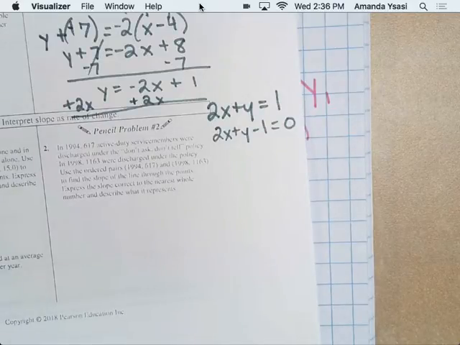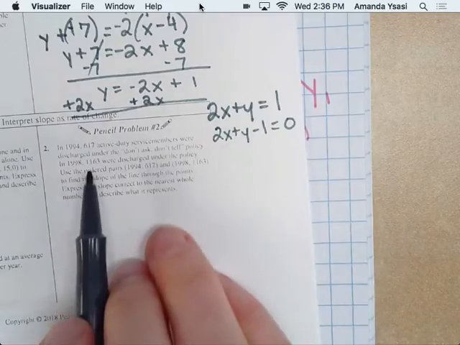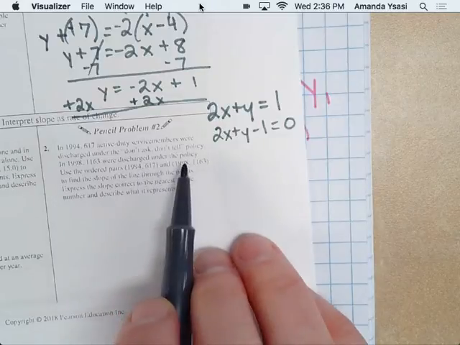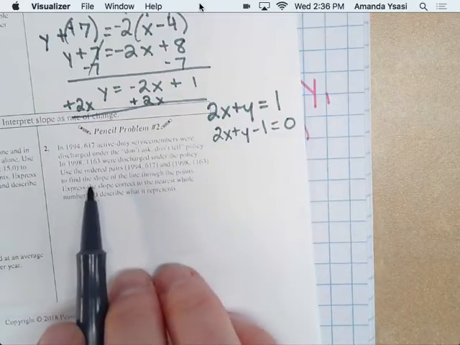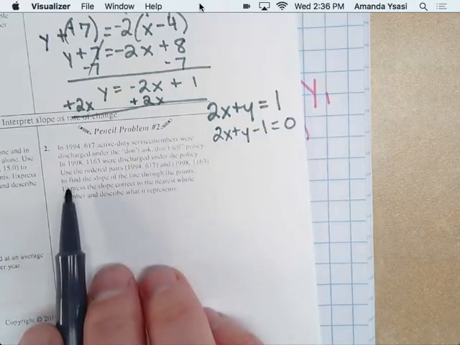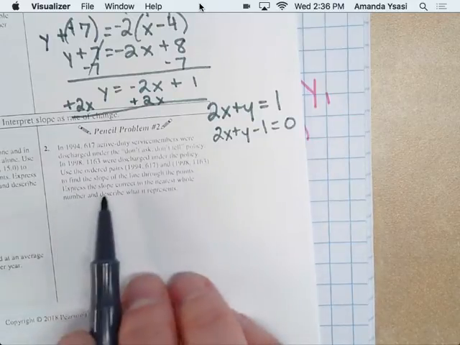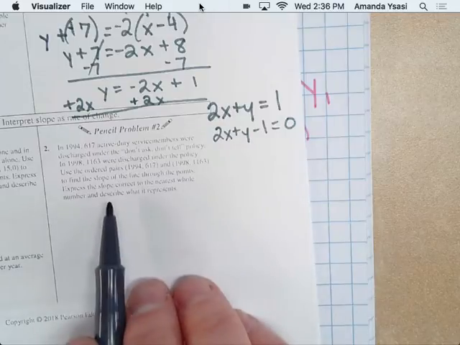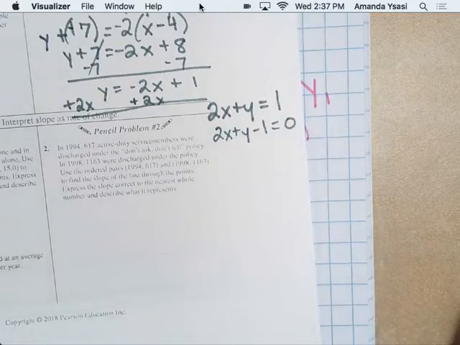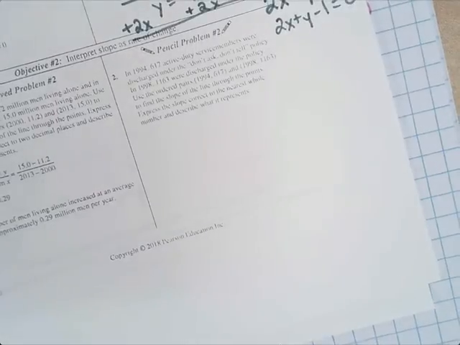Okay, number 2. In 1994, 617 active duty service members were discharged under a Don't Ask, Don't Tell policy. In 1998, 1,163 were discharged under the policy. Use the ordered pairs to find the slope of the line through the points. Express the slope correct to the nearest whole number and describe what it represents. Go ahead and do that. I'm going to pause it real quick.